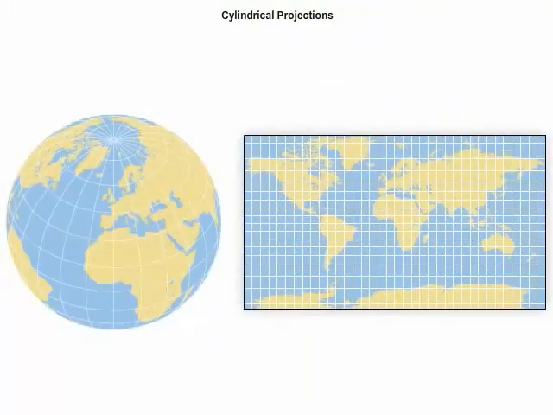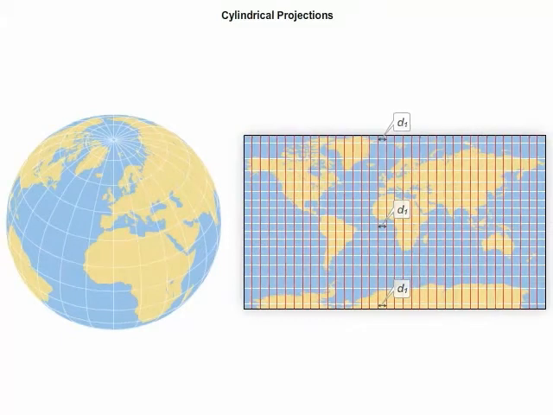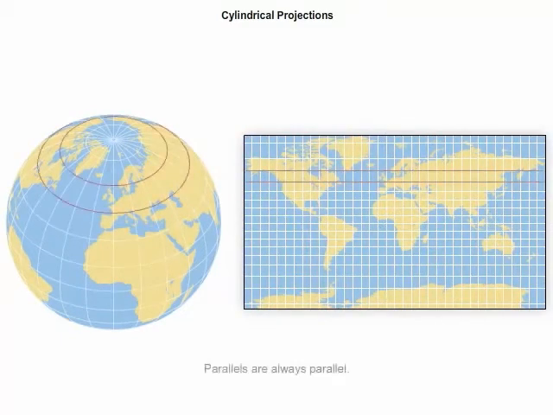On cylindrical projections, meridians typically appear as straight, equally spaced parallel lines. Parallels appear as parallel lines that intersect the meridians at right angles.